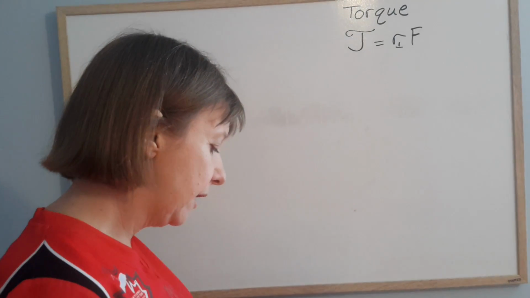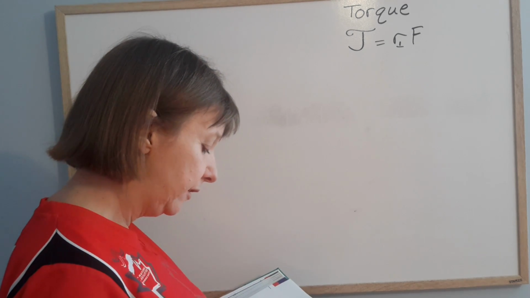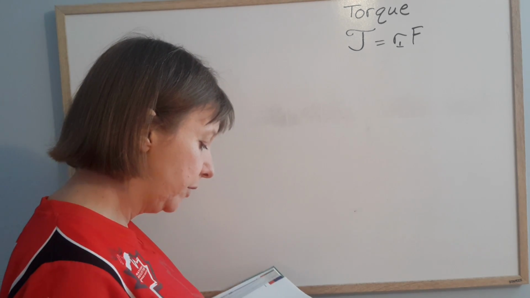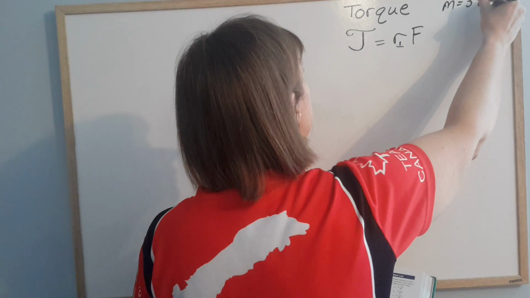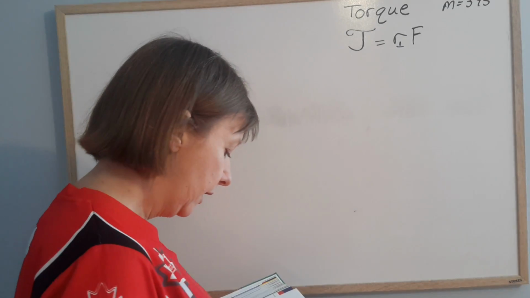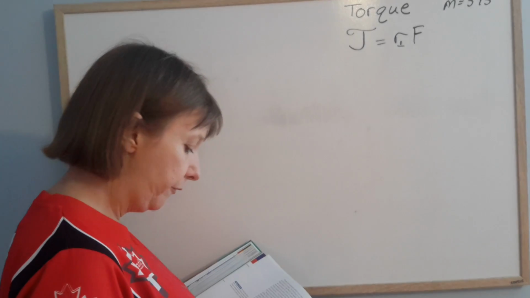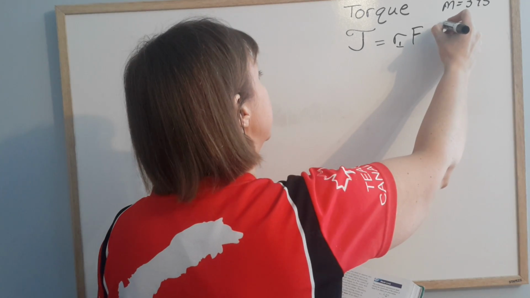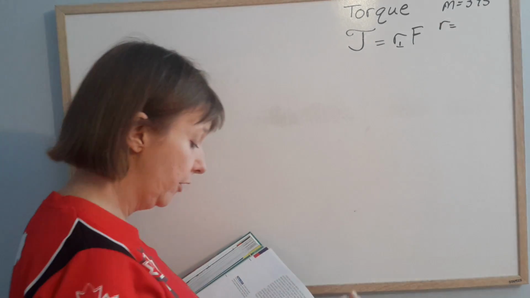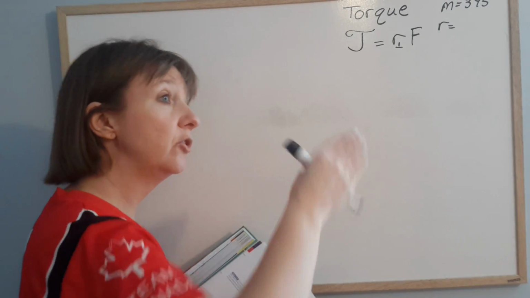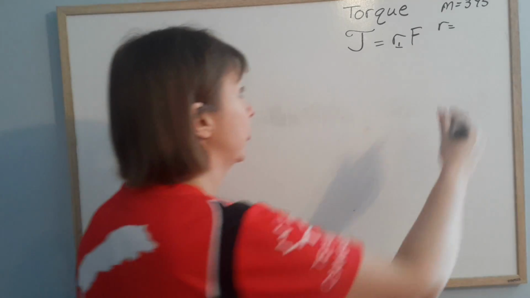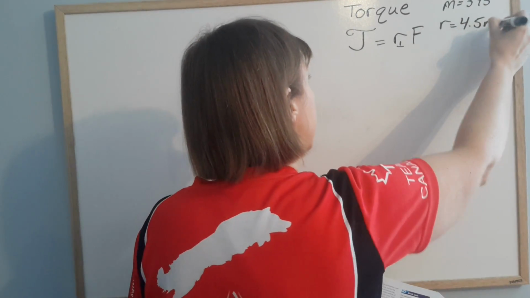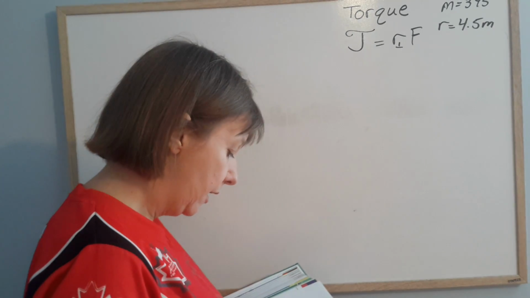So the model problem says you have a cable that is attached to the shaft of a 395 kilogram crane. So the mass of the crane is 395 kilograms, at a point 4.5 meters from the hinged pivot point. That is your lever arm distance. From the place where the hinge is, where it's going to rotate around, to where the cable is attached is 4.5 meters. I'll draw a picture of this in a minute.